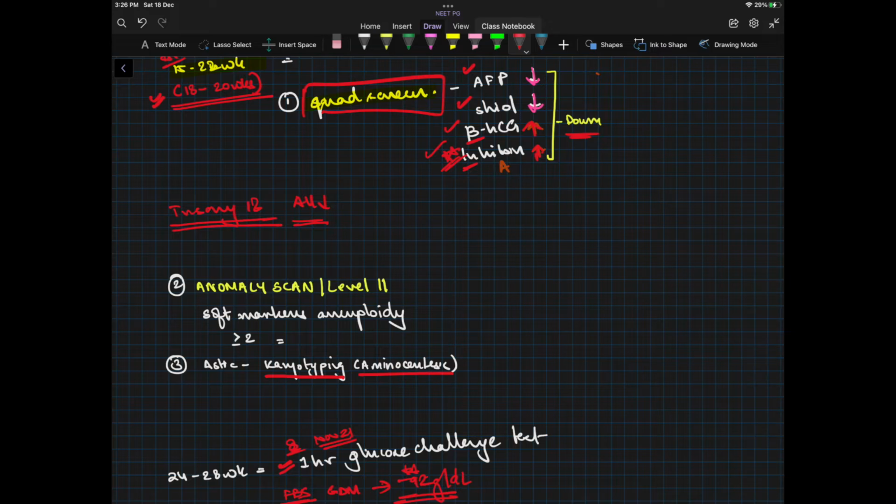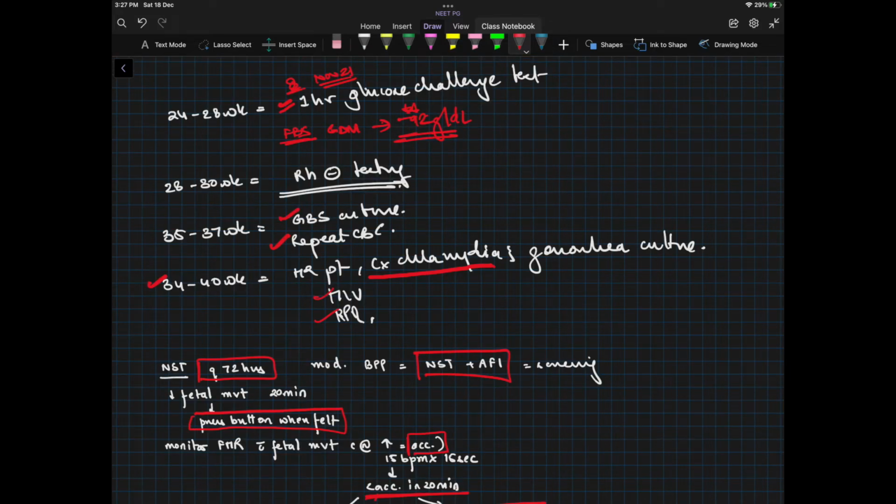The second thing is the anomaly scan or the level 2 scan. Here we look for the soft markers for aneuploidy. If more than 2 are present, then we go in for the diagnostic test, that is karyotyping, which is done using amniocentesis. Then at 24 to 28 weeks, again the 1 hour OGTT is done. At 28 to 30 weeks, RH negative testing. At 35 to 37 weeks, GBS culture and a repeat CBC are done.